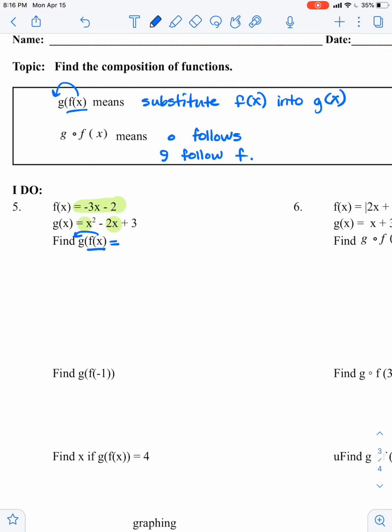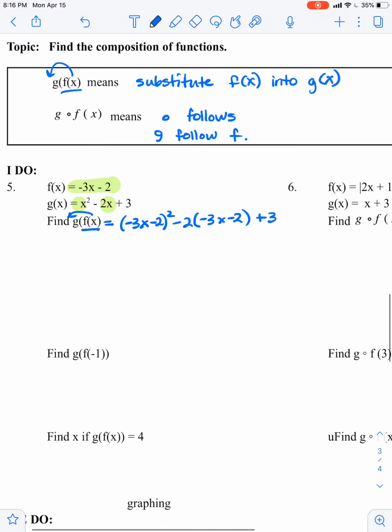So I'm going to have x squared, so that's negative 3x minus 2, squared, minus 2 times x plus 3. Okay? Now, especially since this one is so big, I'm just going to leave it there. It is something that you could multiply out and combine like terms, but since this is kind of long, we're just going to leave it right there, okay?